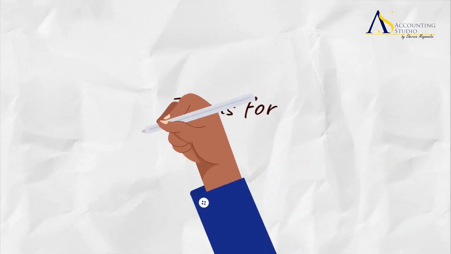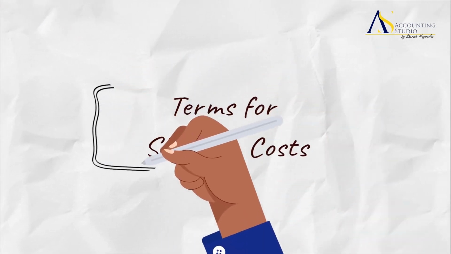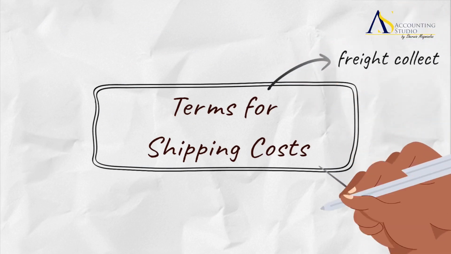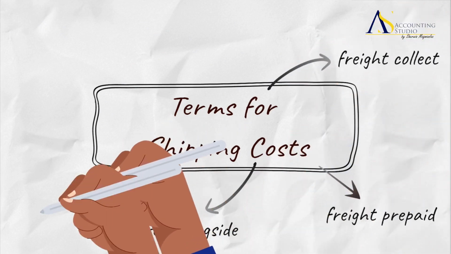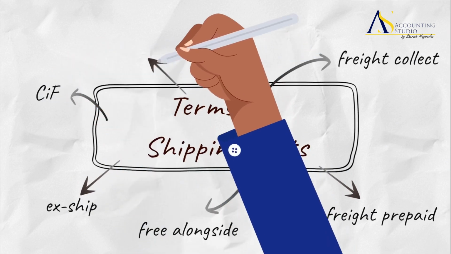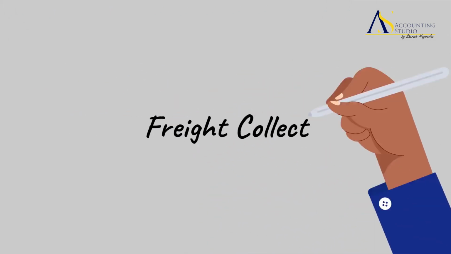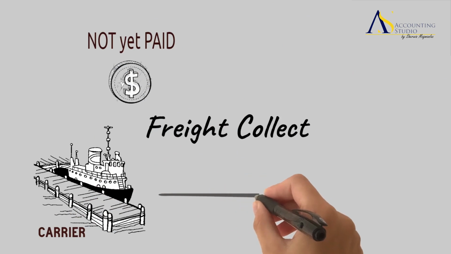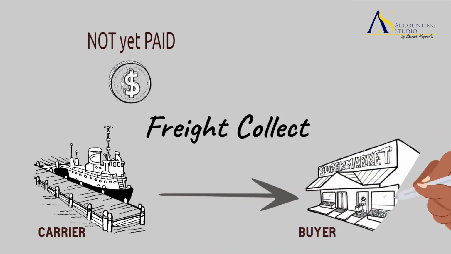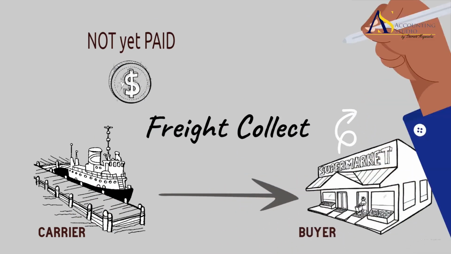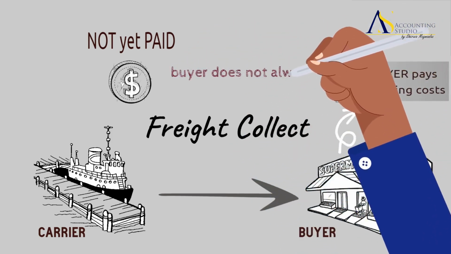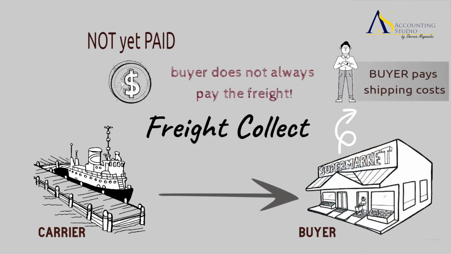There are different terms for shipping costs that may be contained under a sales contract. These terms include freight collect, freight prepaid, free alongside, ex-ship, CIF, and CF. Under freight collect, freight is not yet paid upon shipment, meaning the carrier collects shipping costs from the buyer when the goods are delivered. Therefore, the buyer is the one who pays for the freight. However, this does not mean that the buyer should be the one to pay for the freight.